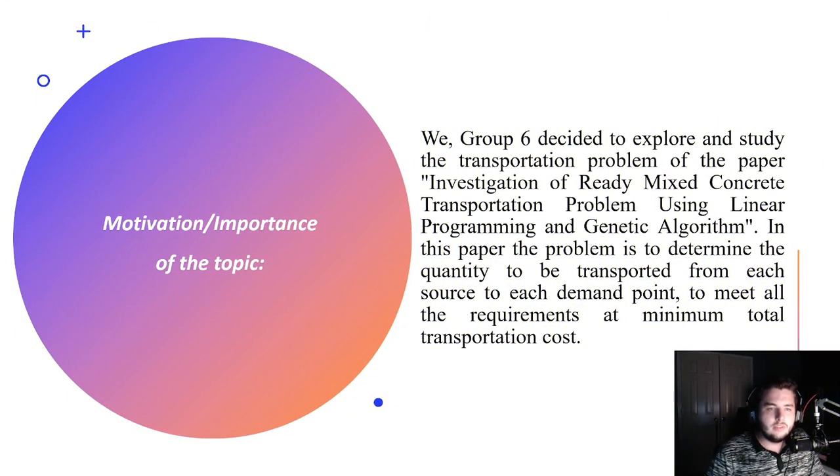So we in Group 6 decided to explore the transportation paper called Investigation of Ready-Mix Concrete using linear programming. We chose to replicate the results of this paper because the data was already provided directly in the paper itself, and the steps are very clear on how to do so. The goal of this paper was to determine the quantity to be transported from each batching plant to meet a minimum cost.